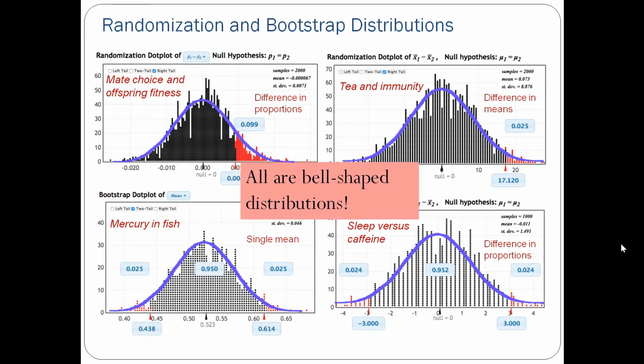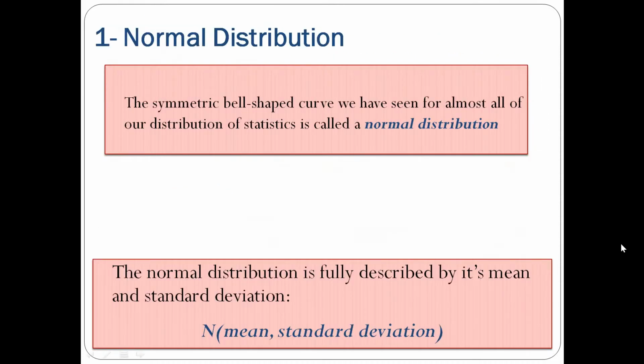And for this section, we will call this smooth line of a bell-shaped curve a normal distribution. So a normal distribution is the symmetric bell-shaped curve that we have seen in most of those distributions, bootstrap and randomization. And we can denote the normal distribution by the letter N. And we can write the name of the curve by saying N, parenthesis, the mean of the curve, and the standard deviation. So we can write a name to each curve describing the whole thing.